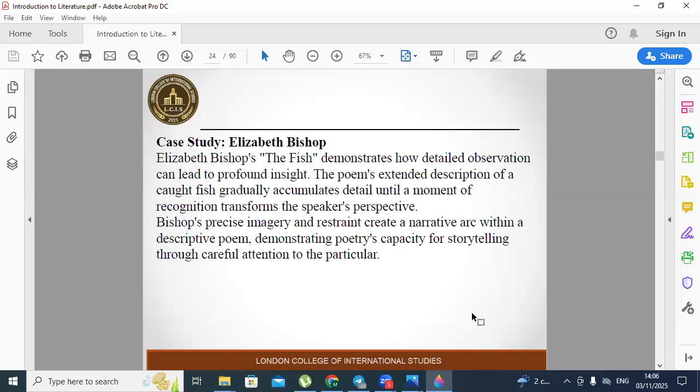After carefully observing the fish, the speaker releases it. The poem's final line, "And I let the fish go," represents both physical release and a kind of spiritual insight born from truly seeing another creature. Bishop's precise imagery and restraint create a narrative arc within a descriptive poem, demonstrating poetry's capacity for storytelling through careful attention to the particular. The poem teaches us that if we look closely enough at anything, we find significance.